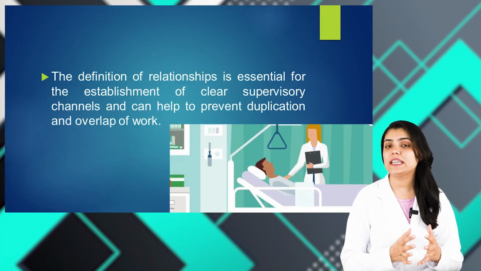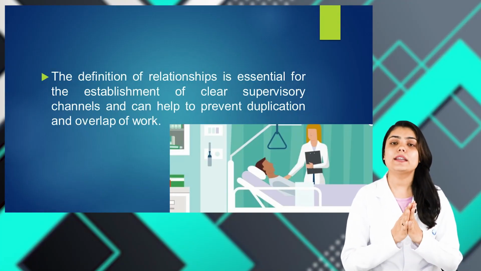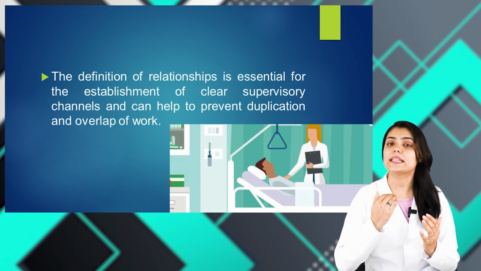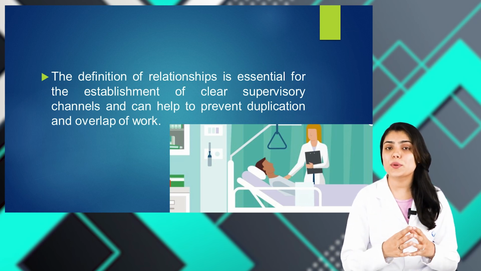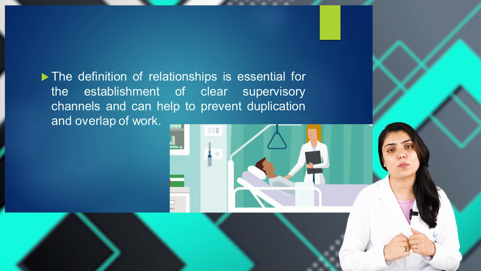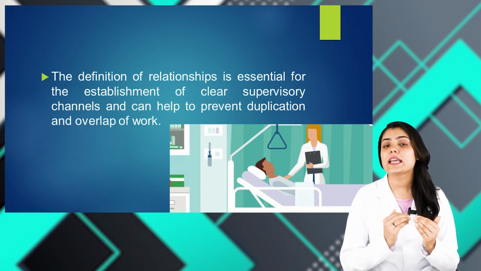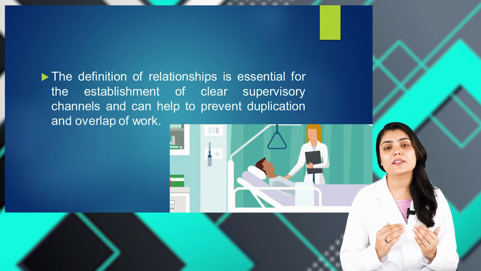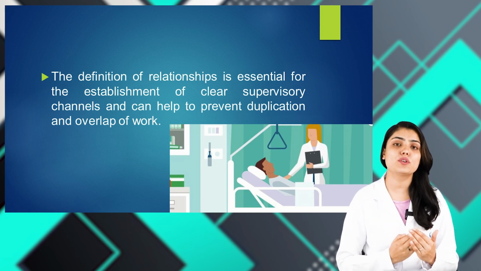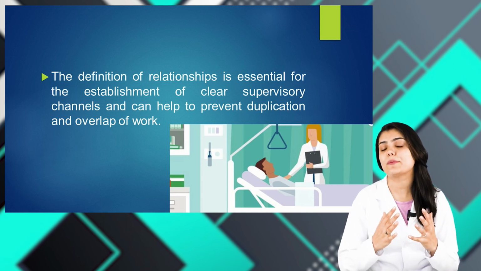The next thing that we have seen in job description is maintaining horizontal as well as upward and downward relationships. The job description also describes with whom the relationship is to be maintained by the person who is appointed. Now, what is the need for defining the relationships to be maintained? This helps to establish a clear supervisory channel, and duplication and overlapping of work can be avoided. When we are aware of whom we should report to and whom we can supervise, it becomes easier to prevent duplication and overlapping of work.